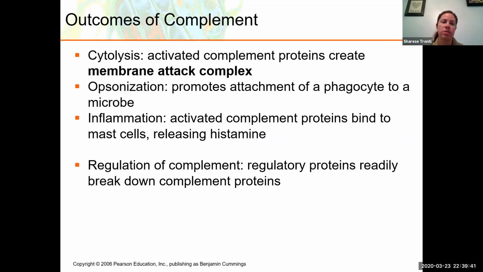So again, the outcomes of complement. Cytolysis is going to create the membrane attack complex. Opsonization is going to coat the microbe, which will aid in phagocytosis. And then, of course, inflammation. In this case, with complement, the aspect of inflammation that we are seeing is the activation of mast cells, and mast cells release histamine. All of these pathways are regulated by regulatory proteins, and the regulatory proteins are going to break down the complement proteins.